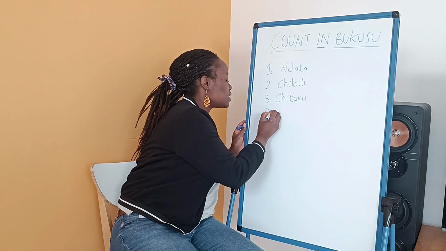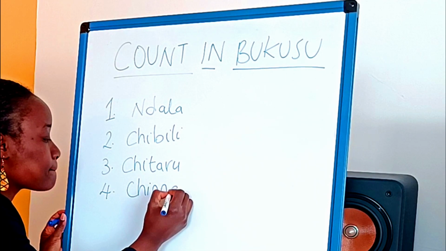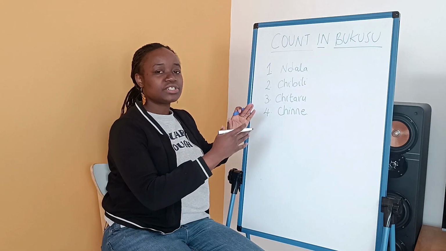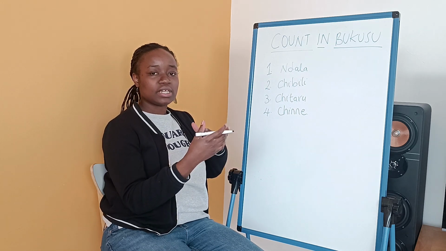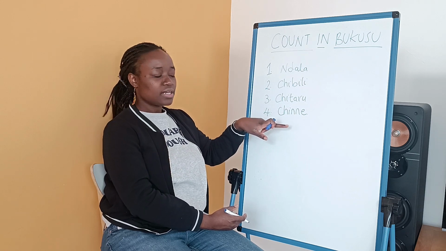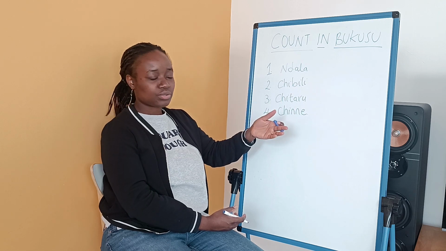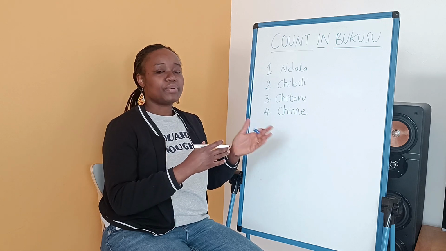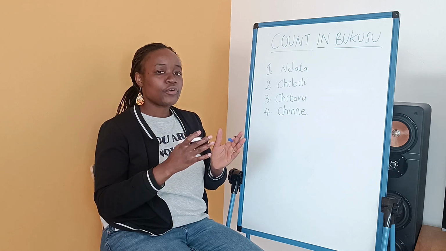So the next number is 4, and 4 is chine. Ndala, chibili, chitaru, chine. Shilingi chine, 4 shillings. And in Swahili it's nne. So you can see the root is the same. Chine, nne. Chitaru, tatu. Although the R is also changing, it becomes tatu in Swahili. So shilingi chine. Babandu vane. It changes depending on the person. Babandu is people in plural, vane, 4 people.